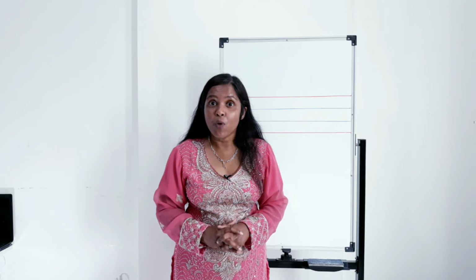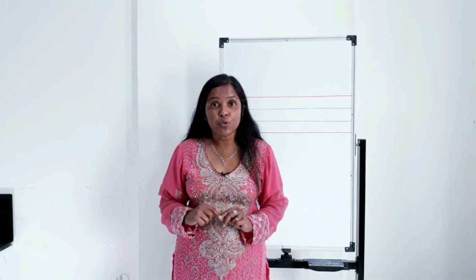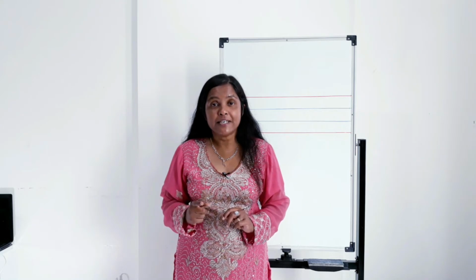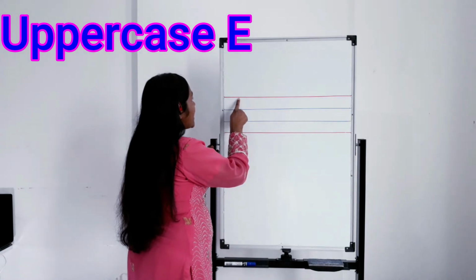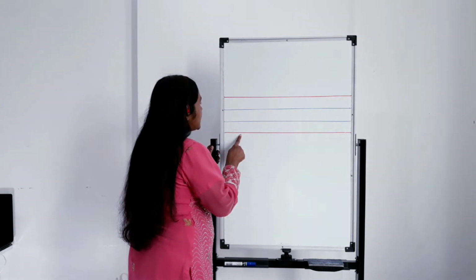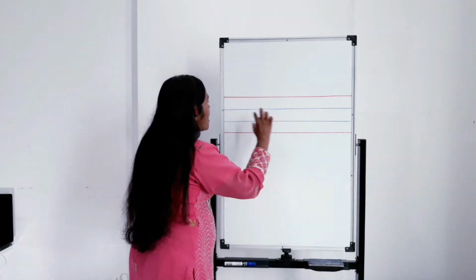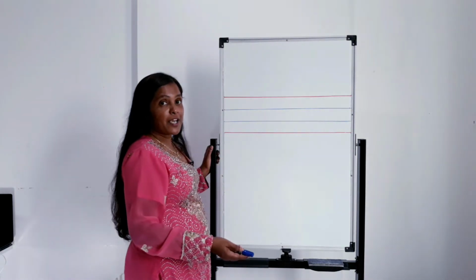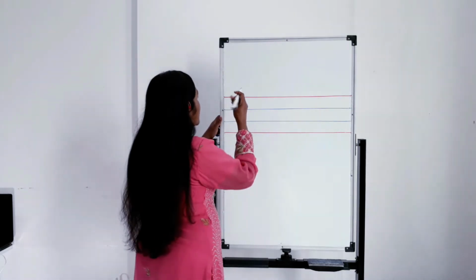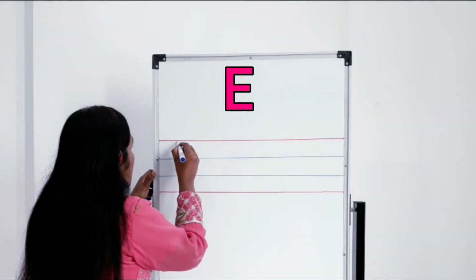Letter E is a vowel. As you all know, there are two types of letters, uppercase and lowercase. First, I will show you how to write uppercase E. Now you all know this is our headline and this is our leg line. These two blue lines we are calling tummy lines. We'll start from the headline and come down to the second tummy line, a standing line.